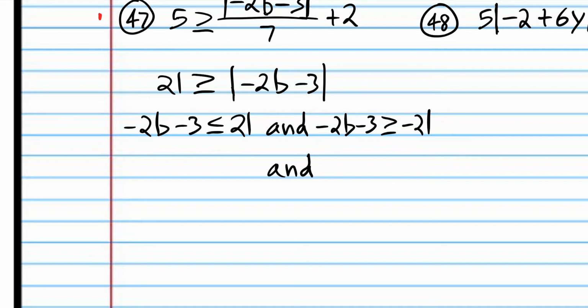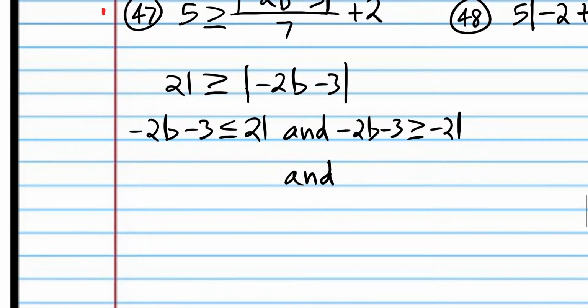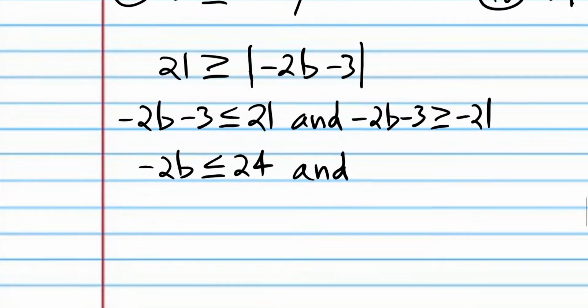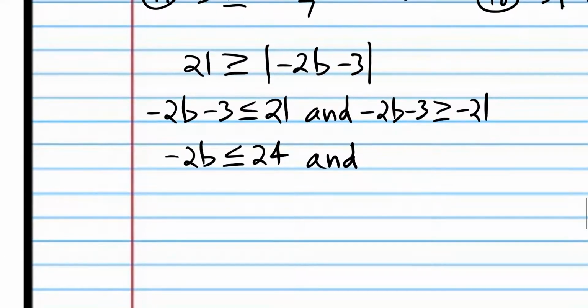So add 3 to both sides, and we get negative 2b is less than or equal to 24. Now this is very, very important right here. Pay attention to this. We now have to divide both sides by negative 2. But if you divide both sides by negative 2, you have to flip this inequality. Remember that?